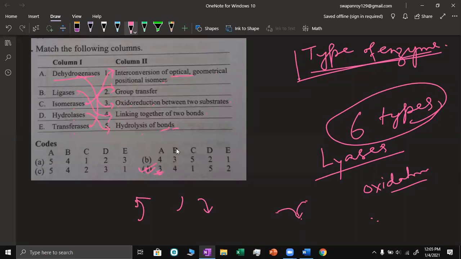A with 3, B with 4, C with 1, D with 5, and E with 2. So this one is the answer.